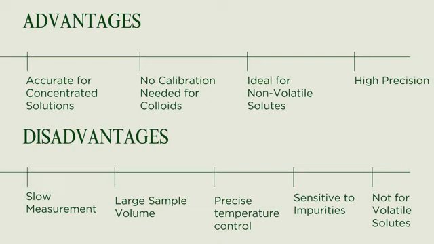Disadvantages are freezing point depression takes longer to measure as it requires cooling the solution and waiting for the freezing point to stabilize. It needs relatively larger sample sizes compared to other osmometry methods, which can be impractical for limited or precious samples. It requires precise temperature control to ensure accurate freezing point measurement, and fluctuations can introduce errors. Impurities in the sample, such as non-dissolved solids, may interfere with accurate freezing point determination. It cannot be used effectively with volatile solutes like alcohols, as the solute can evaporate and alter freezing behavior.